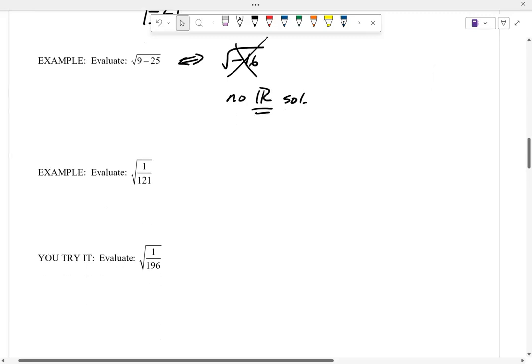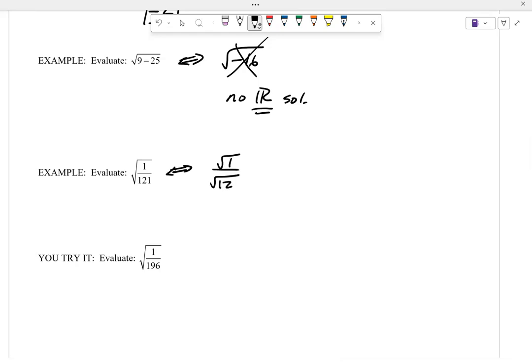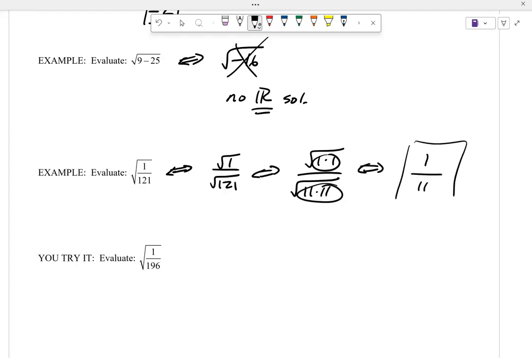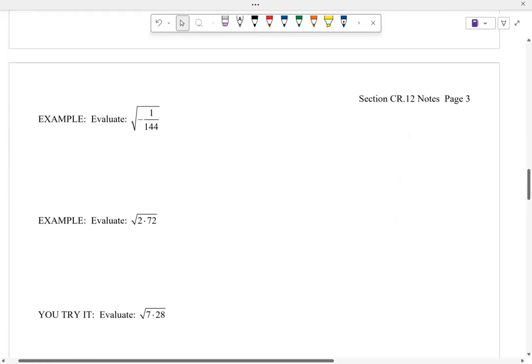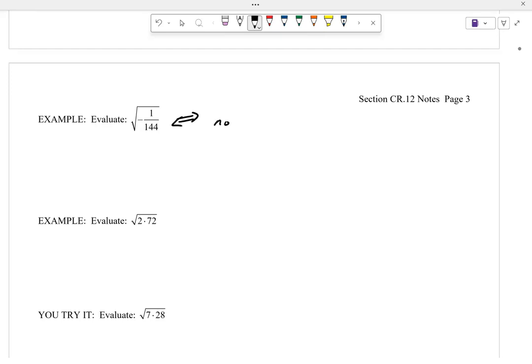How about the square root of a fraction? We could break that up. We have the square root of 1 over the square root of 121. The square root of 1 is 1. The square root of 121, that's 11 times 11, so the square root of 121 is 11. So we just end up with 1/11 on that. Go ahead and try the next one. Let's do 1/14 on that. You try a problem there. We've got a square root of, again, we cannot have the square root of a negative number, so no real solution here. We're only working in the real numbers right now.